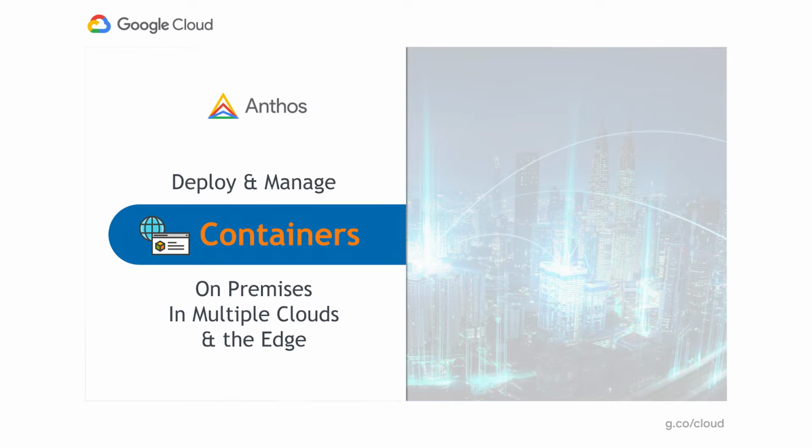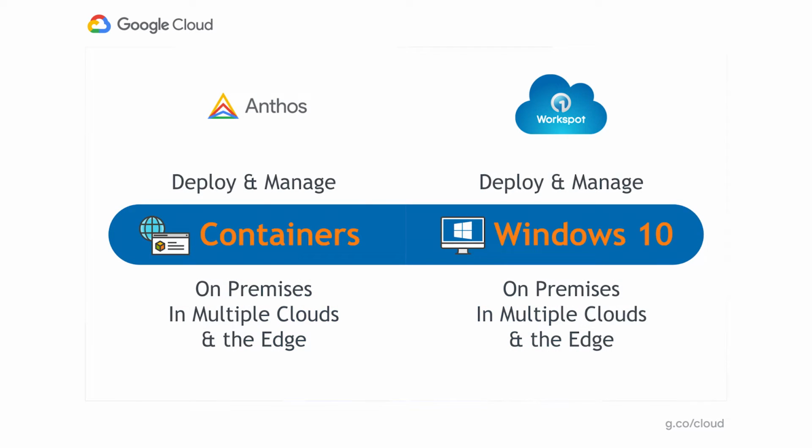What we had to do for cloud PCs in order to deliver this innovation was to start from scratch and build a cloud native architecture, which very closely resembles something that Google has called Anthos. Anthos is a fantastic platform for you to deploy and manage containers on-prem, in multiple clouds, and the edge. And the Workspot solution is just like Anthos, except for Windows 10 cloud PCs.